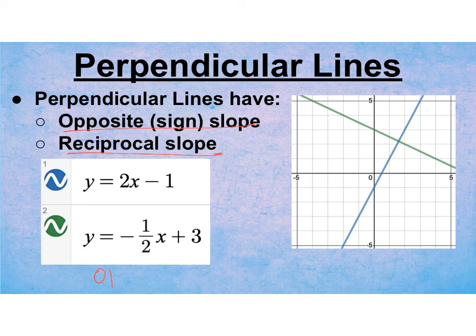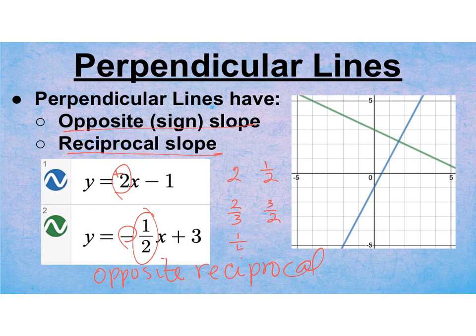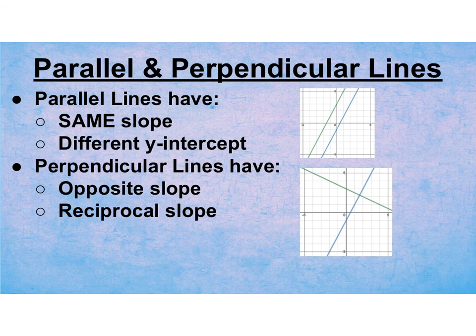So we call that opposite reciprocal. It's 2 words, so it means you're doing 2 things. The signs, I guess I should circle that one. The signs have to be opposite and the numbers have to be reciprocal. So 2 and 1/2, those are reciprocals. 2/3 and 3/2 are reciprocals. 1/4 and 4, those are reciprocals. You flip the fraction. So to recap, parallel lines will have the same slope but a different y-intercept. Perpendicular lines will have opposite reciprocal slopes. Nice job.